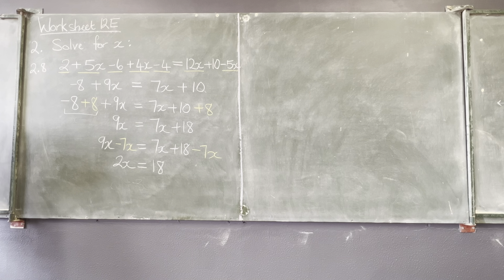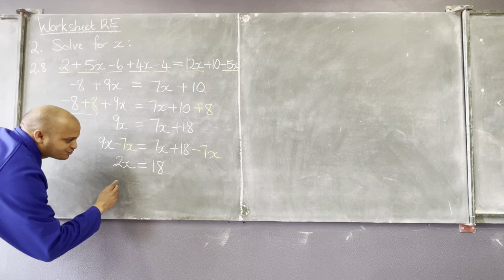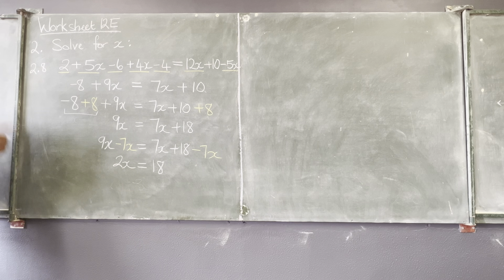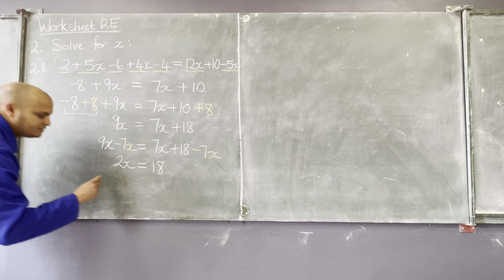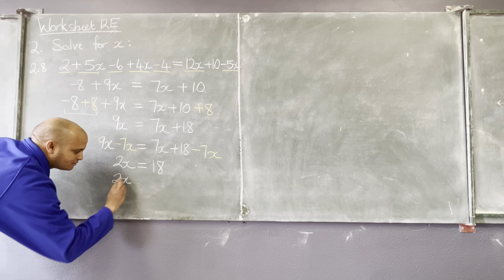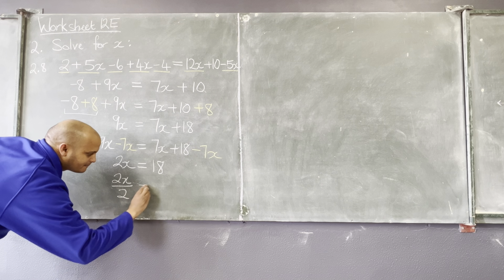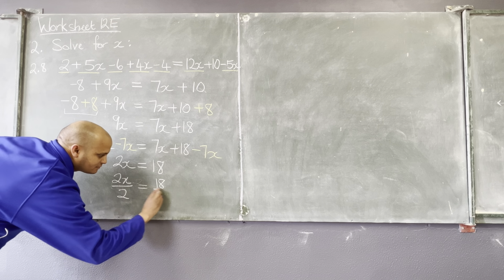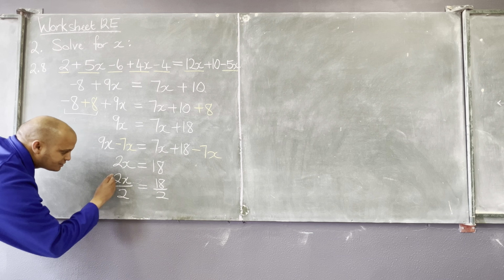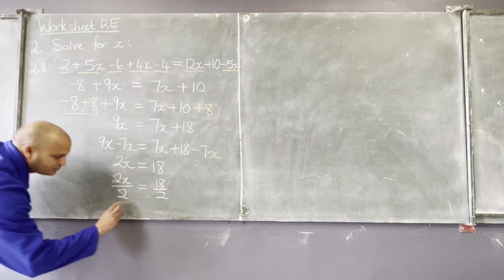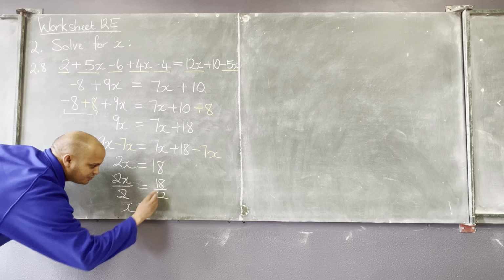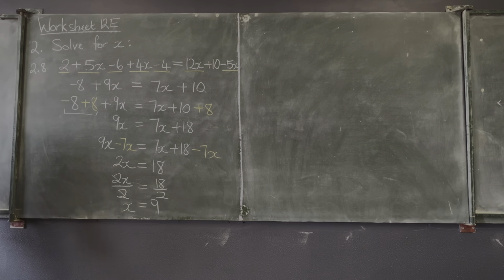Then I use the multiplicative inverse, which is dividing by 2 or multiplying by 1 over 2. Okay, but we see it as dividing by 2, and that would be 18 divided by 2. So 2 divided by 2 gives me 1x, and that would be 9. Okay.